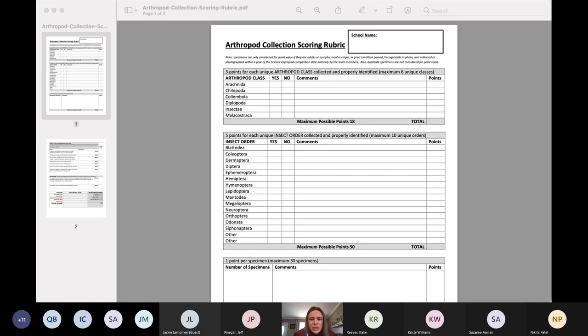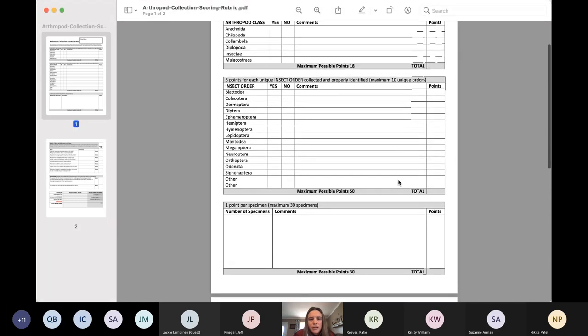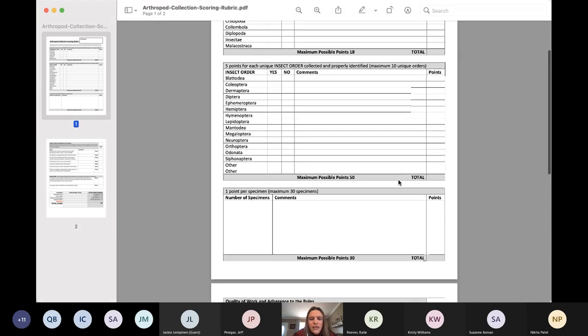So if you page up just a little bit on the arthropod collection scoring rubric, thank you. And then you've got your 1 point per specimen. So you need to have 30 specimens in your box. I don't want more than 30, okay? You won't get extra points. So really what you need to do is pick exactly what is the best specimen you have, one that still has its wings, one that doesn't fall apart when you try to pin it, because that happens.